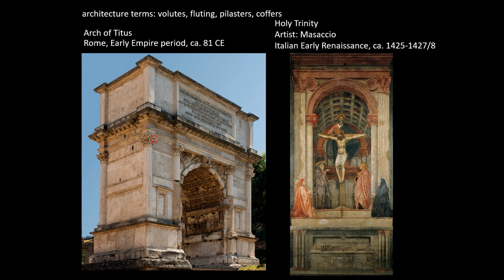Now, first, Masaccio, and here's a fun fact, his name means Big Tom. He arranges his figures within a space that looks very similar to the triumphal arch in the sense that it's got that rectangular shape.